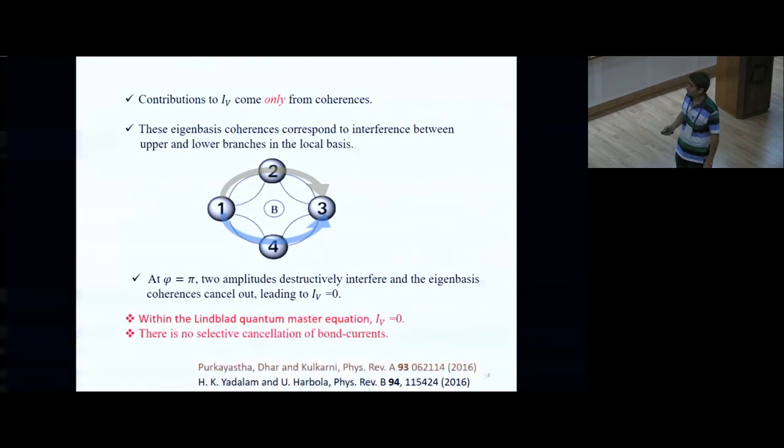Now, this is the punchline. The Lindblad quantum master equation gives you IV equals 0 because it doesn't have coherences, right? IV has all its contributions from the coherences. It doesn't have any contribution, so IV must be 0. And you can't have this selective cancellation of bond currents within the master equation. It will still give you a bond current if the magnetic field is non-zero. But if the magnetic field is 0, then it will not give you any bond current, because IV is strictly 0 there. This is what is shown here by these people.